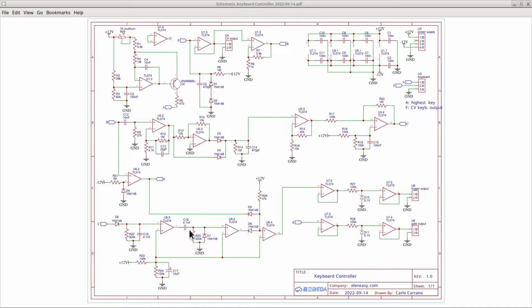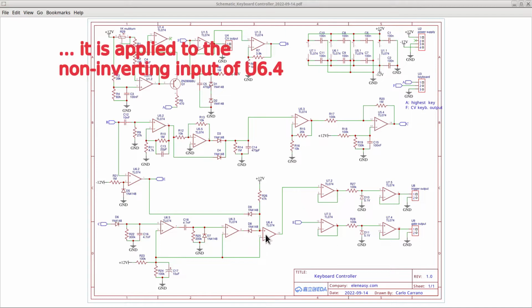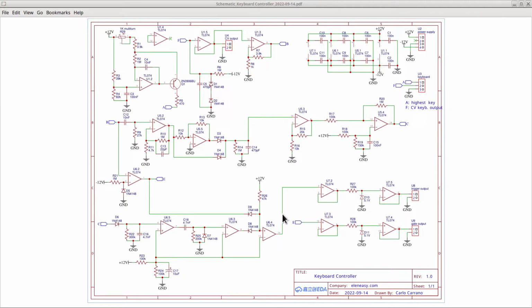And in fact the signal is inverted in U6.5, and then the pulse is manipulated by D7 and R25 to remove the negative part of it and leave only the positive part. Then the new pulse is cleaned by the comparator U6.3. Finally, it is applied to the AND gate of U6.4. The final signal will work like a pulse going from minus 10 volts to plus 10 volts.